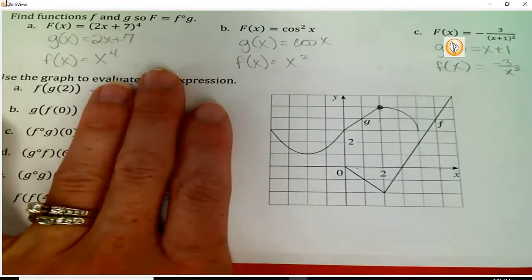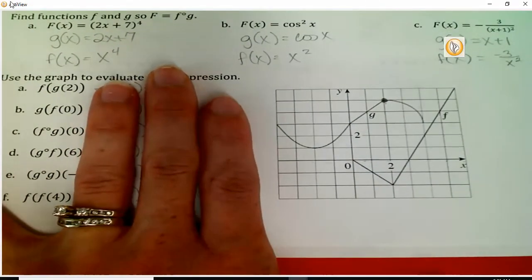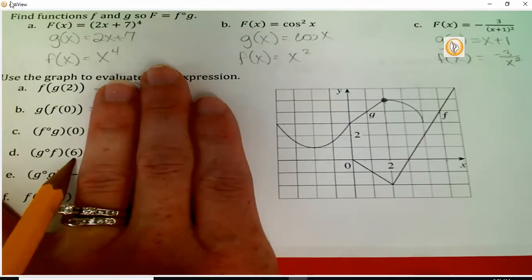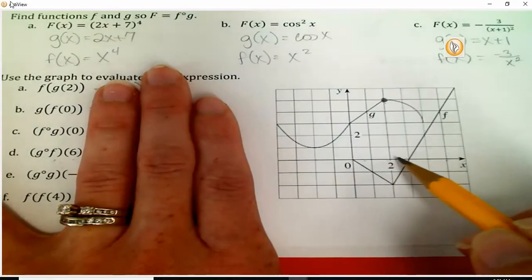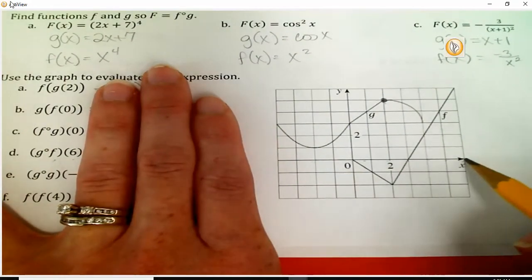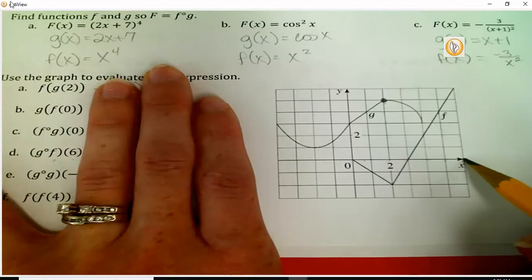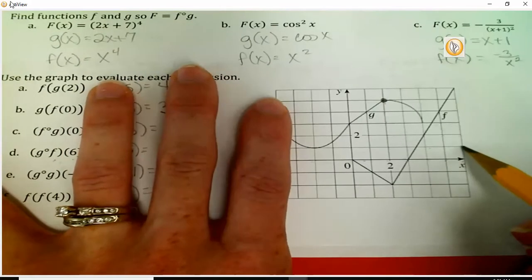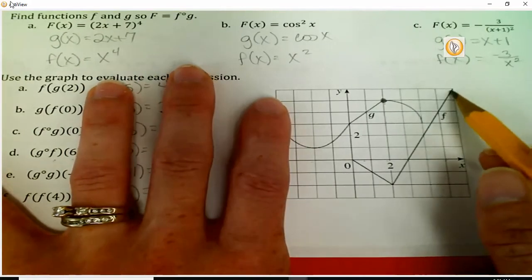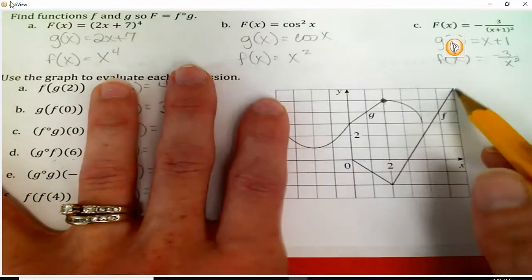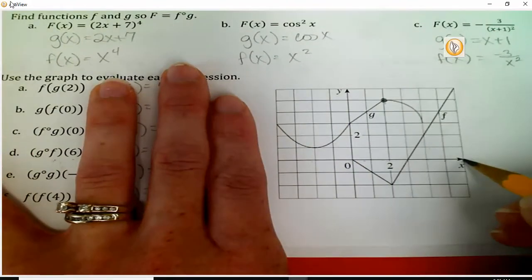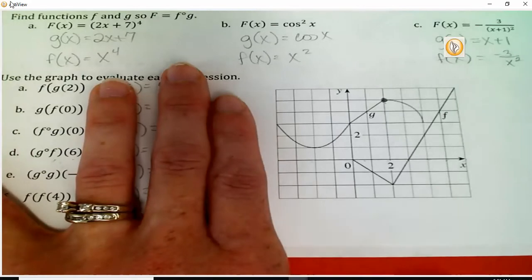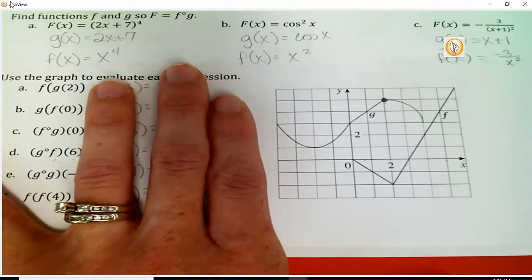So, 8D, we have G composed with F of 6. So this means we're starting when X is 6, and we're going to plug that into F first. So go to 6, and when you put that in, you get 1, 2, 3, 4, 5, 6. So now we have to do G of 6. So we're going back to when X is 6, and I need graph G, but does graph G exist there? So what do we say? No solution.